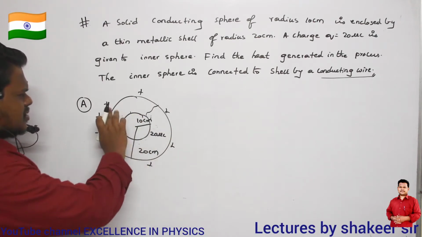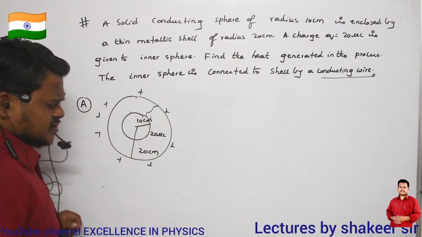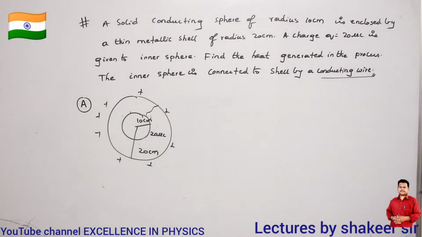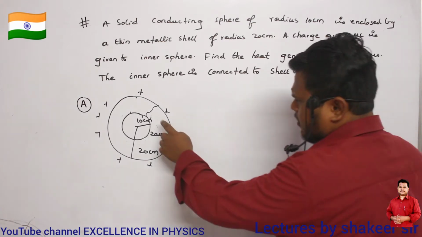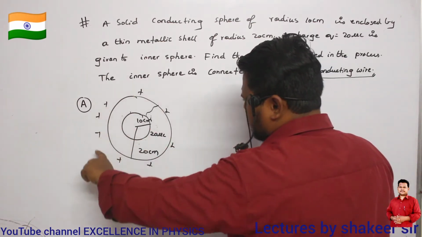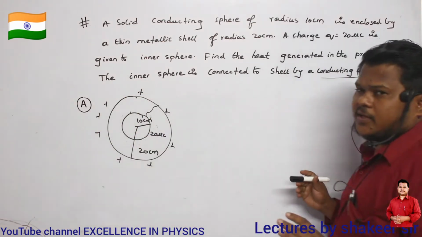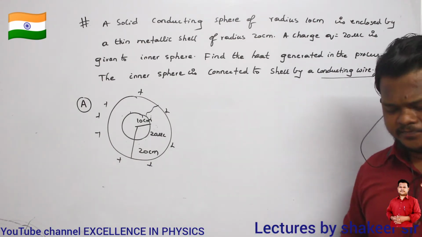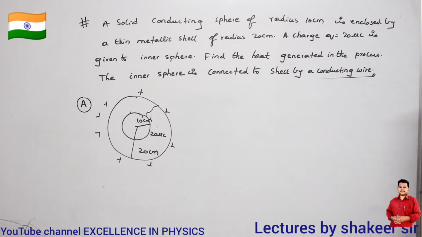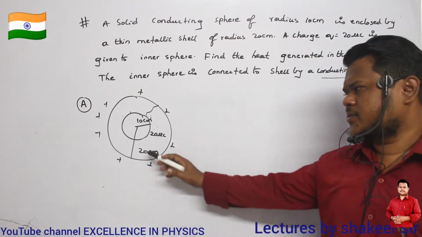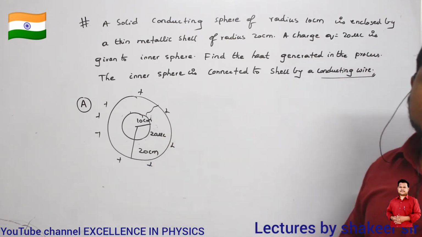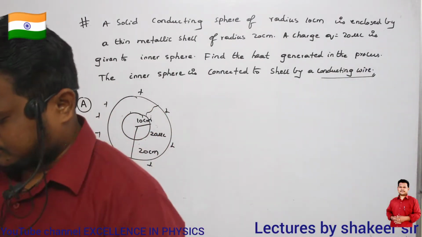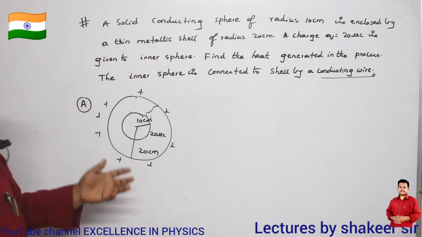Now when all the charges have transferred to the outer surface, is the potential of these two bodies equal or not? After connecting them by a conducting wire, all the charges have transferred to the outer surface. Can you say whether potentials are equal or not? Potentials of which two bodies? This inner sphere and the outer shell. Potentials are definitely equal.